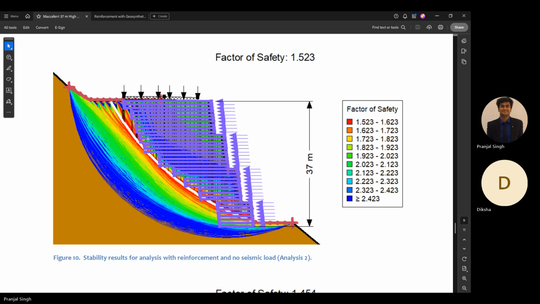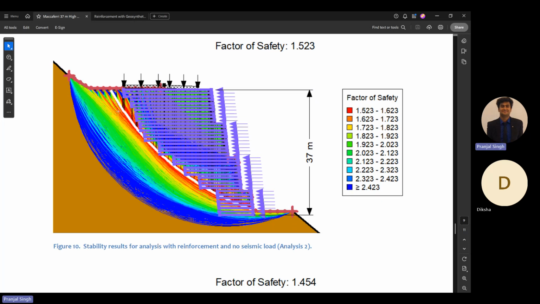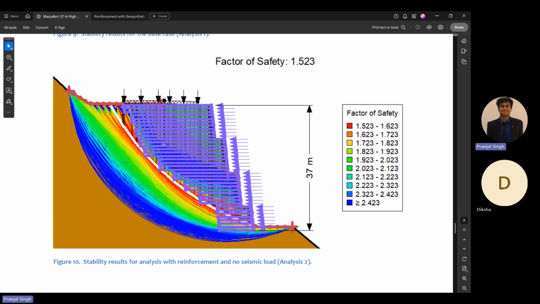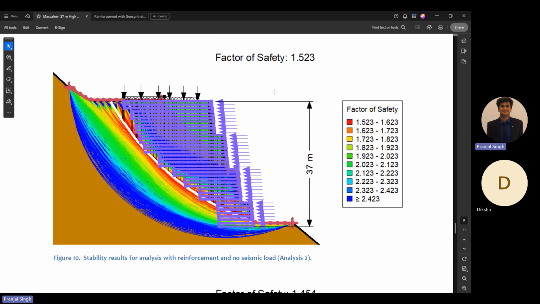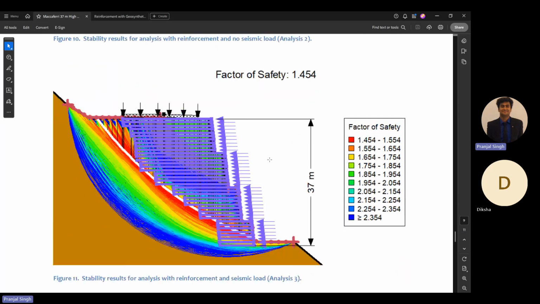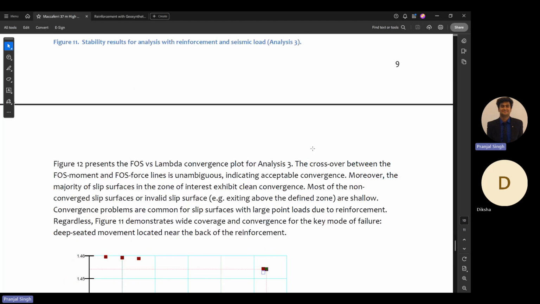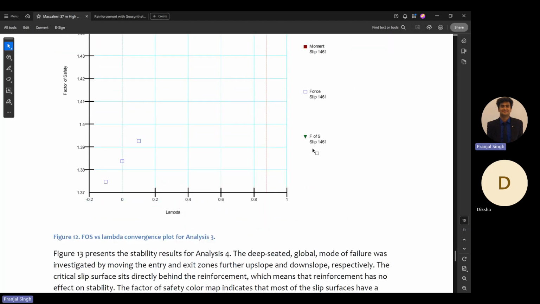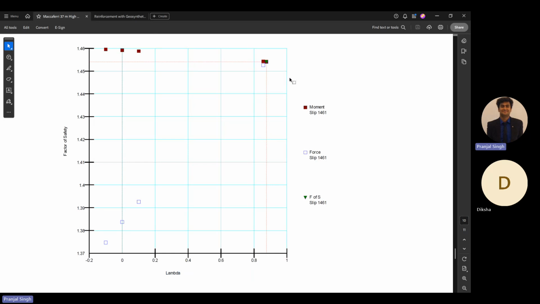So this is the critical one. This is all, I think, going through the foundation soil because the reinforcement has increased the strength of the structural soil. That's why the slip surface is not passing through it. So the factor of safety is now increased to 1.5, but this is without seismic load. If you apply seismic load, the factor of safety decreases to 1.45. And this is the Morgenstern-Price method.